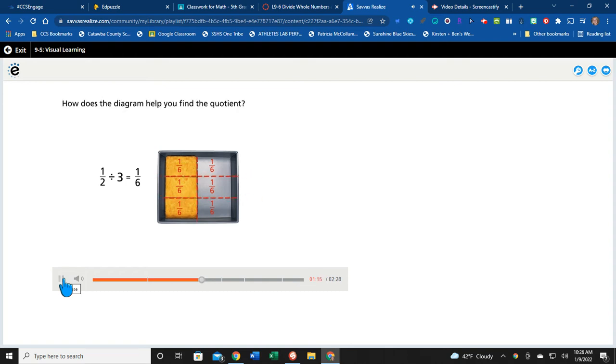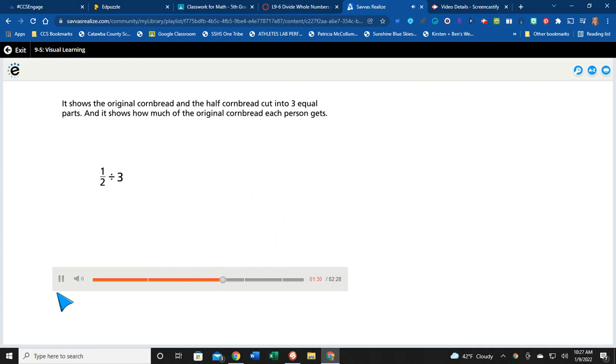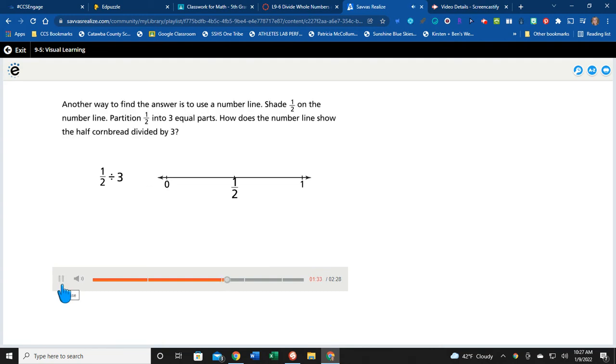How does the diagram help you find the quotient? It shows the original cornbread and the half cornbread cut into 3 equal parts. And it shows how much of the original cornbread each person gets. Another way to find the answer is to use a number line. Shade 1/2 on the number line. Partition 1/2 into 3 equal parts. How does the number line show the half cornbread divided by 3?